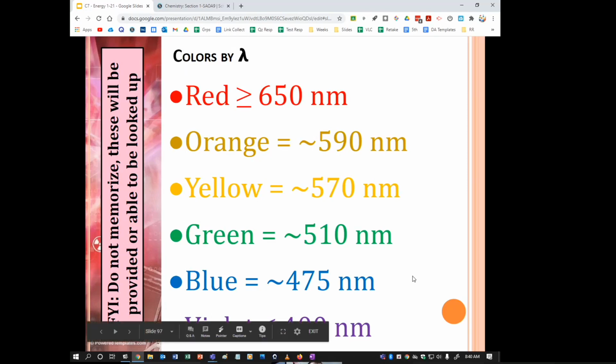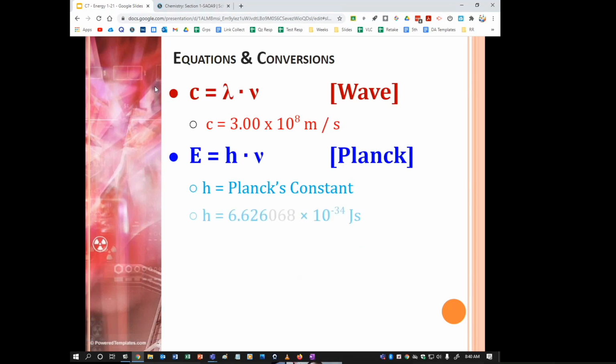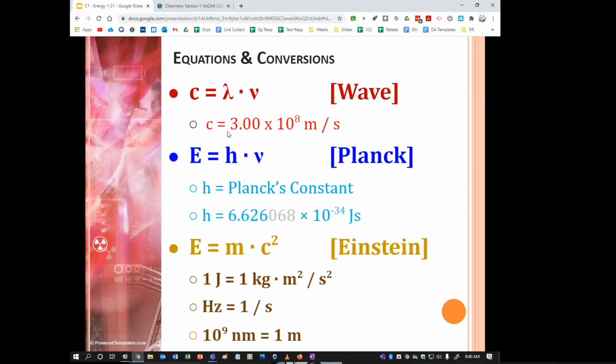All you really need to know is the order, and that red is the biggest, violet is the smallest, violet has the most energy, red has the least energy. Done. That's really all you need. These are your three equations.